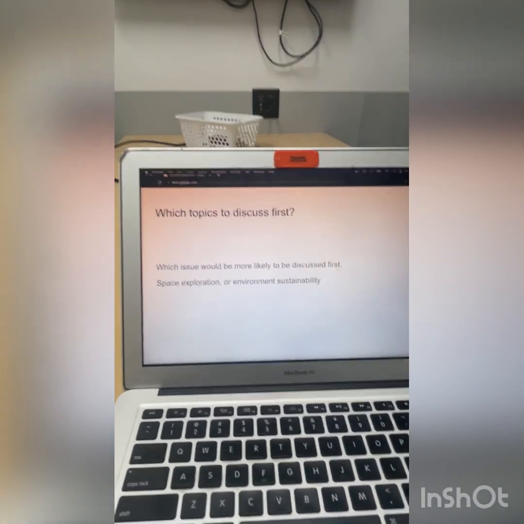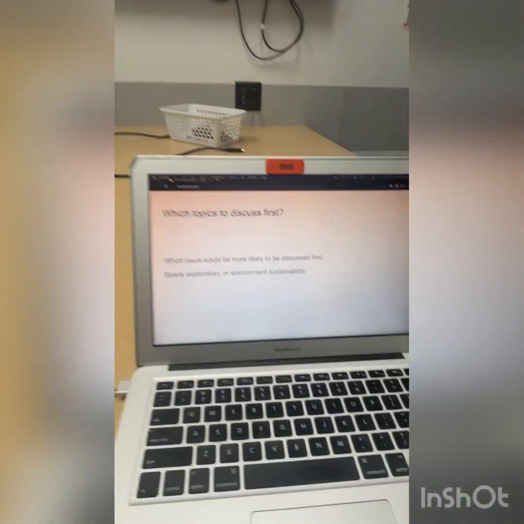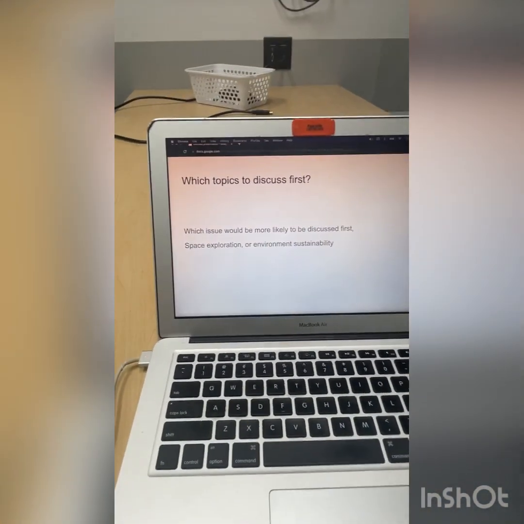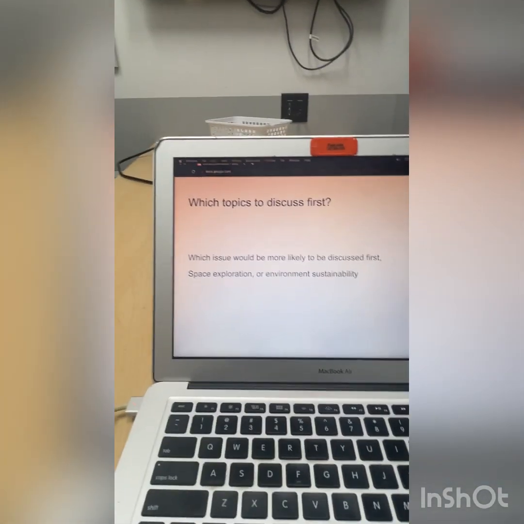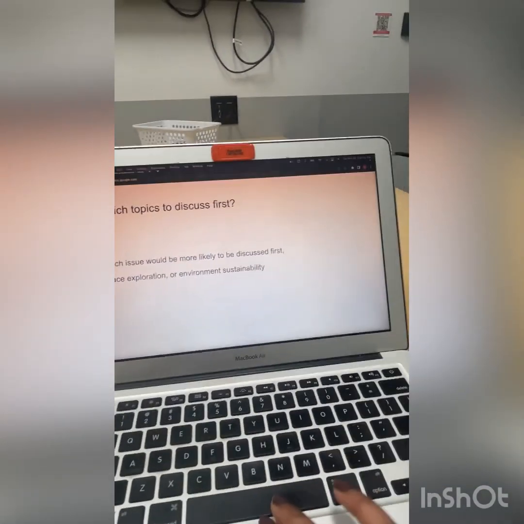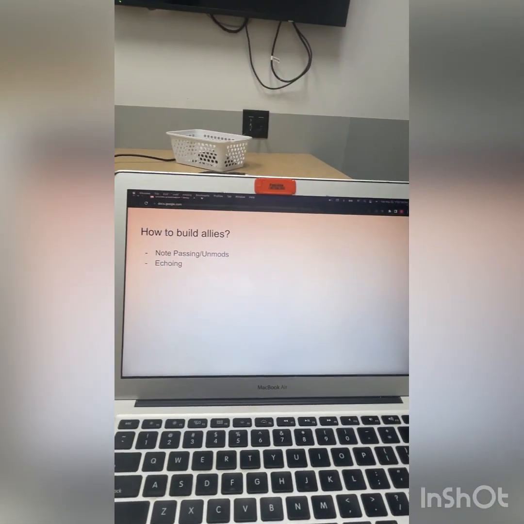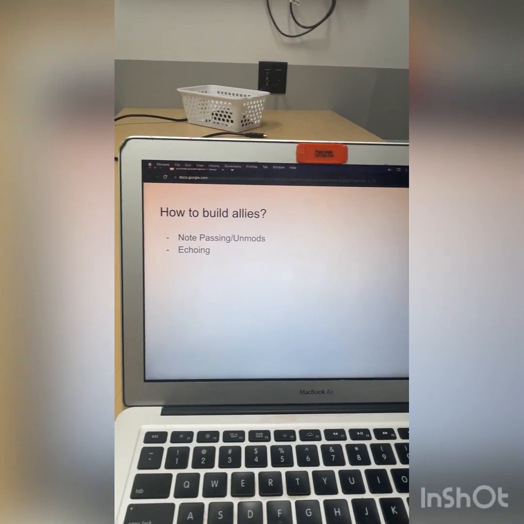And so that's why it would be voted upon first, but some people might disagree on that. So what's a good way to build allies?